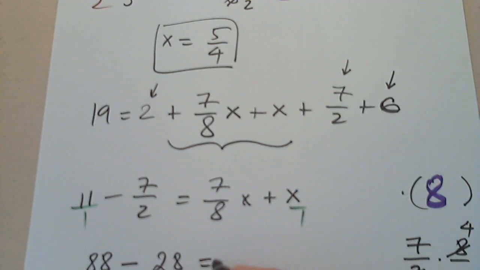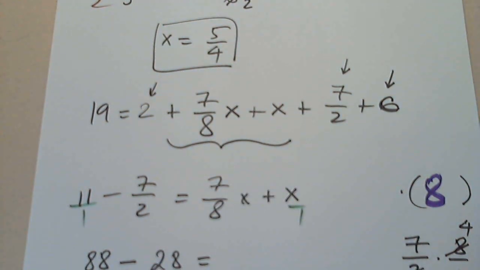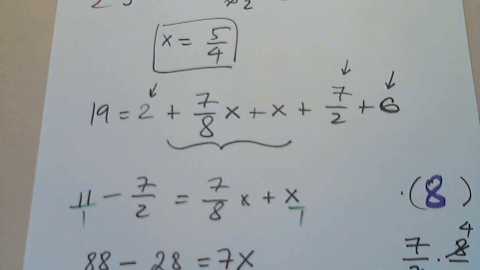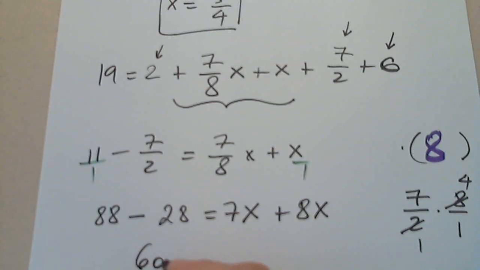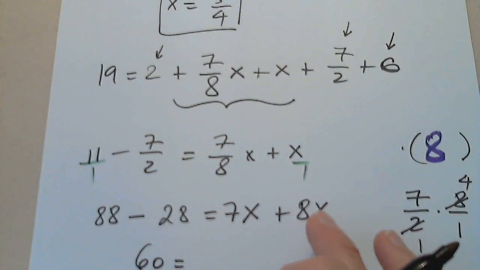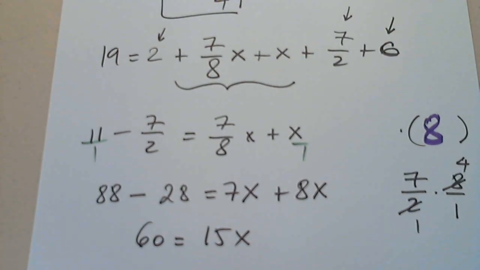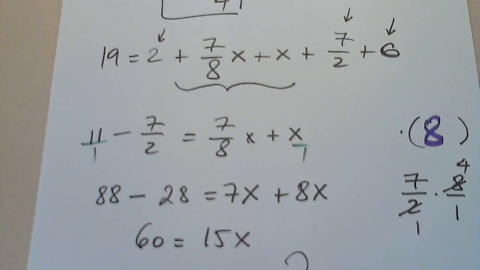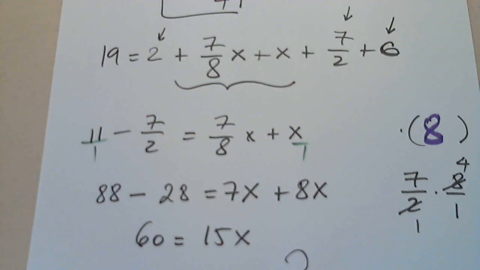Negative 28 equals 7/8 times 8 is 7x. Plus 8 times x is 8x. Now, 88 minus 28 is 60. 7x plus 8x is 15x. I divide and I get 4. Is it true? No clue. I'm not just saying it. The answer is indeed no clue. I have no idea.